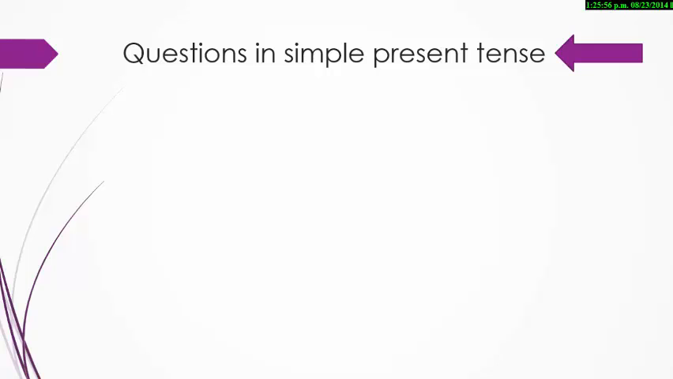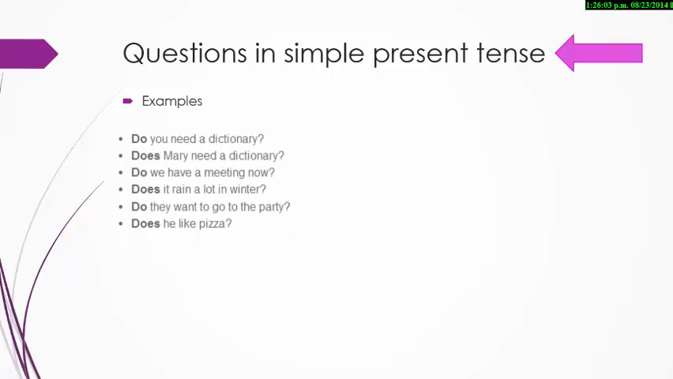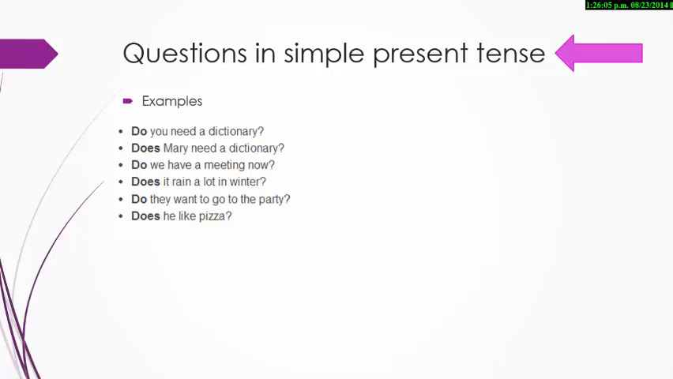Questions in simple present tense. Examples. Do you need a dictionary? Does Mary need a dictionary? Do we have a meeting now? Does it rain a lot in winter? Do they want to go to the party? Does he like pizza?